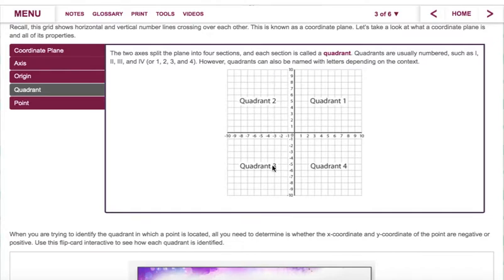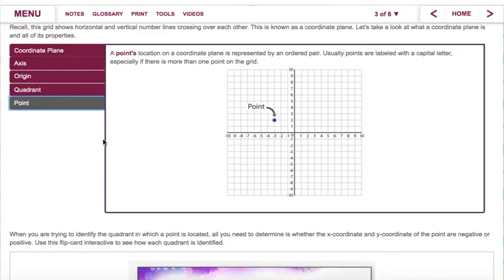Quadrant 3 is down here in the bottom left. So if I start at the origin, I have to go left, which would be negative, and down, which would also be negative. So in quadrant 3, both the x and the y numbers are negative. In quadrant 4, you have a positive x, negative y. And a point's location on a coordinate plane is represented by an ordered pair. Usually points are labeled with a capital letter, especially if there is more than one point on the grid.